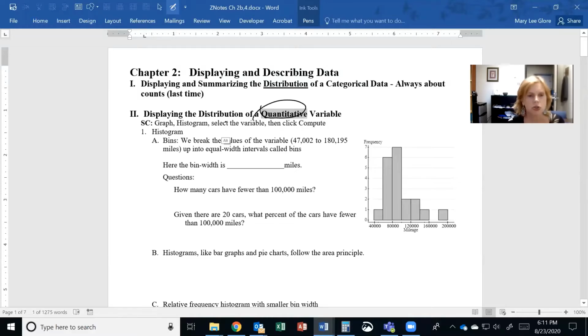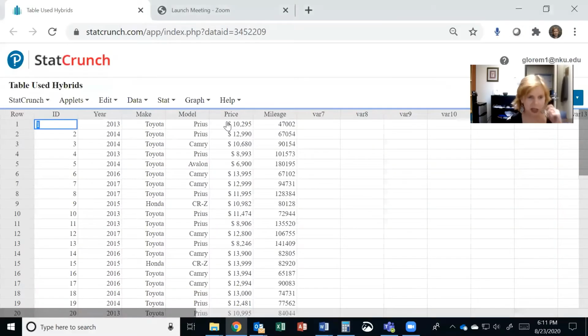All right, so let's look at our data table. Last time we were looking at this list of used hybrids that were for sale. And we're going to talk about summarizing mileage. Now, if we look at mileage, it's got a bunch of different values. So it wouldn't make sense to count how many mileages were 47,002, how many were 67,054.